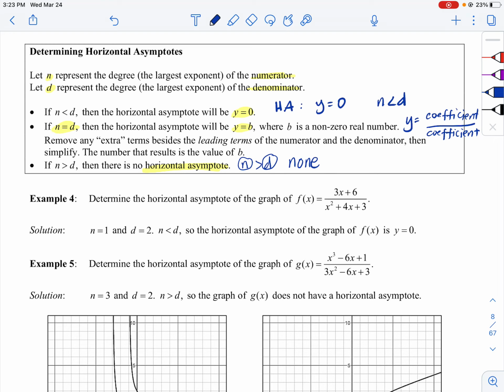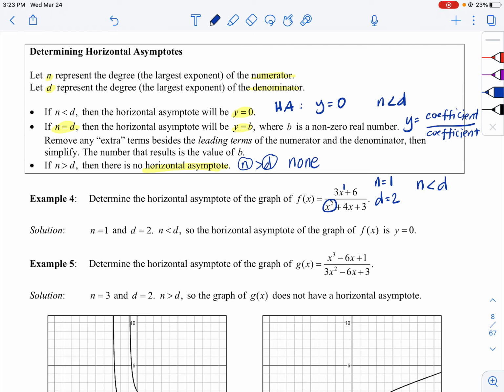So, example number 4. Let us determine the horizontal asymptote of the graph of 3x plus 6 over x squared plus 4x plus 3. Let us get the highest exponent in the numerator first. Here we have a 3x, so that is x to the power of 1. So our numerator has 1 as the largest exponent. Our denominator has 2 as the largest exponent, the degree of the quadratic, right? So n is less than d.